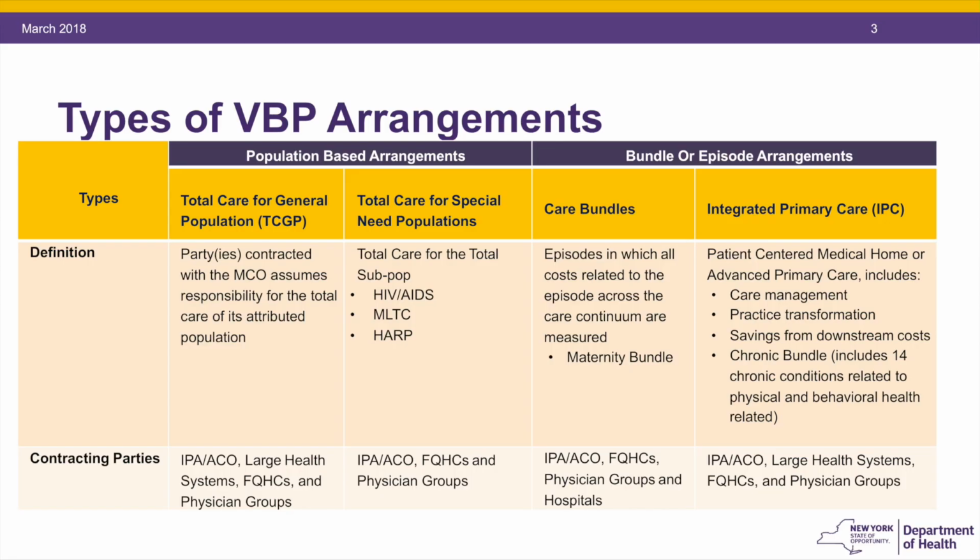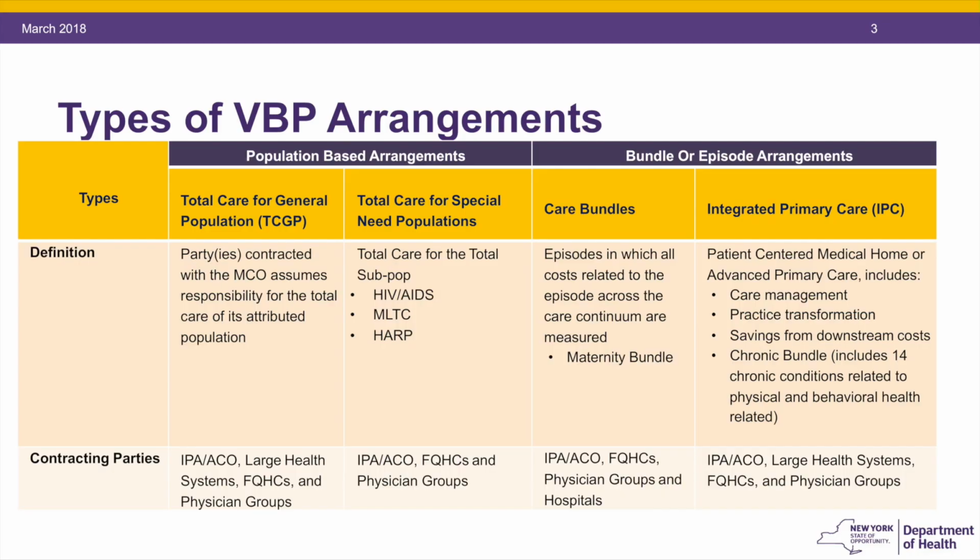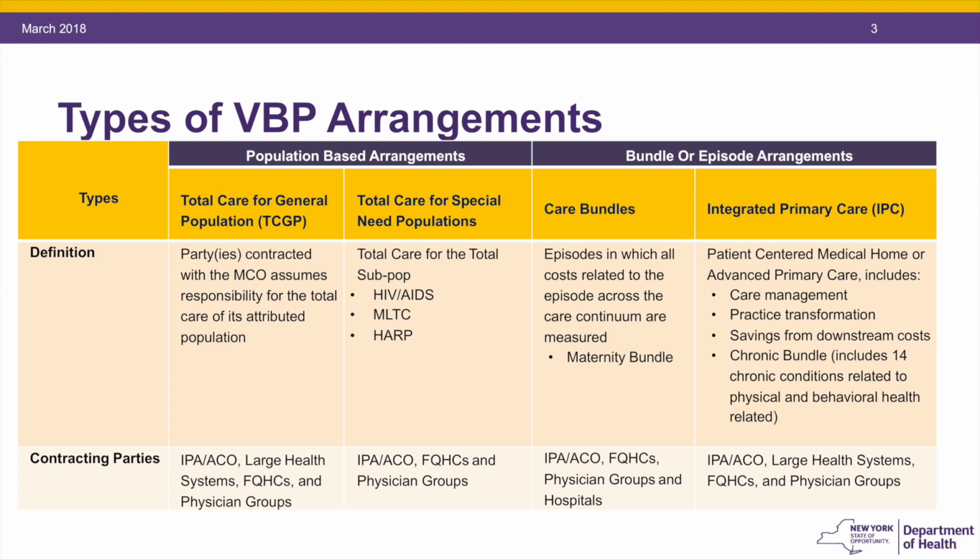And our most common, the one that we definitely have providers engaging in, is total care for general population, or TCGP, just for the acronym. That's what I will be using. I am from the Department of Health. We do use acronyms. Total care for special needs population, and those special needs populations are listed here. You have HIV/AIDS, MLTC, and a HARP population. And then bundled or episode care arrangements, such as maternity, and then integrated primary care, which I think you are all familiar with. So this is just for introduction. I think you've seen it before, and I'm not going to spend too much time on it.